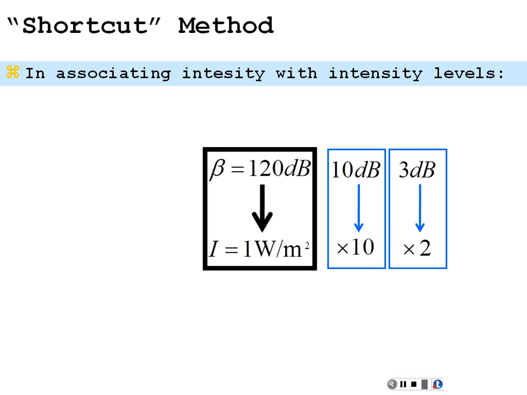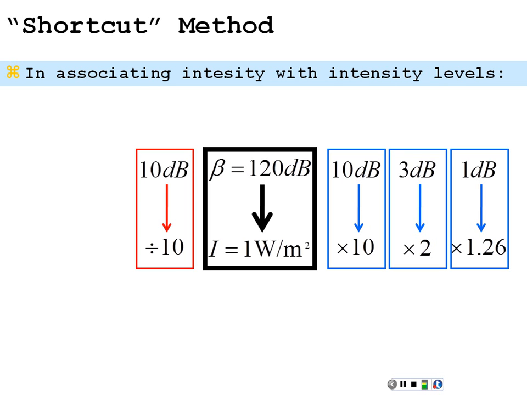So, for instance, if I had an intensity of 20 watts per meter squared, that's a factor of 10 times a factor of 2. So my intensity level would be 120 decibels plus 10 decibels plus 3 decibels. So 133 decibels would be an intensity of 20 watts per meter squared. Kind of cool. If I need to go in increments of 1 decibel from that, then that's a factor of 1.26.